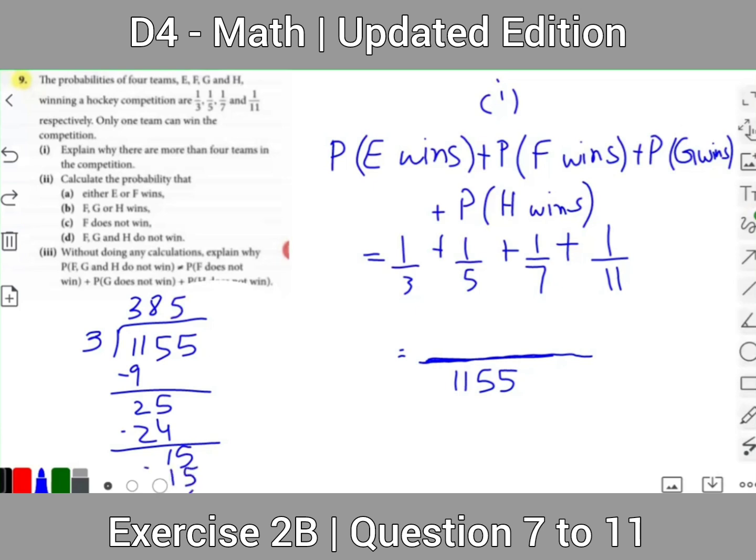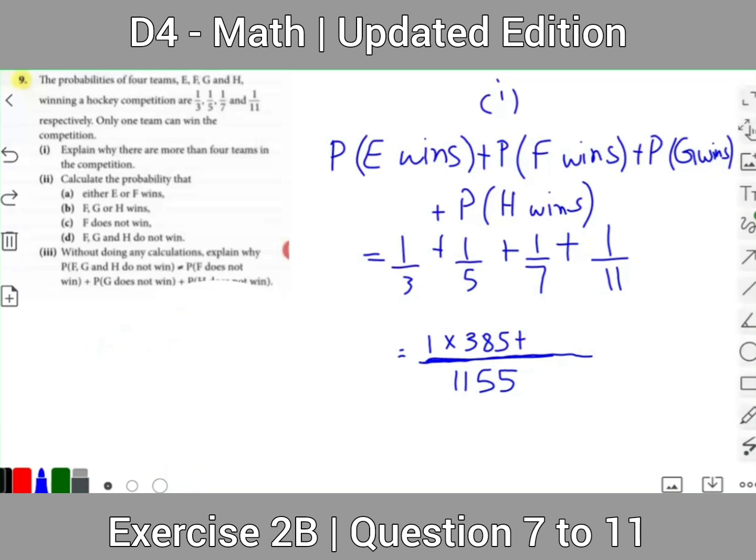So according to the butterfly rule, we have 1 multiplied by 385. Now we will check where 5 divides 1155. So here we have 1155. Here we have 5. 5 ones are 5 again. Now we have 15. And now we have 5.